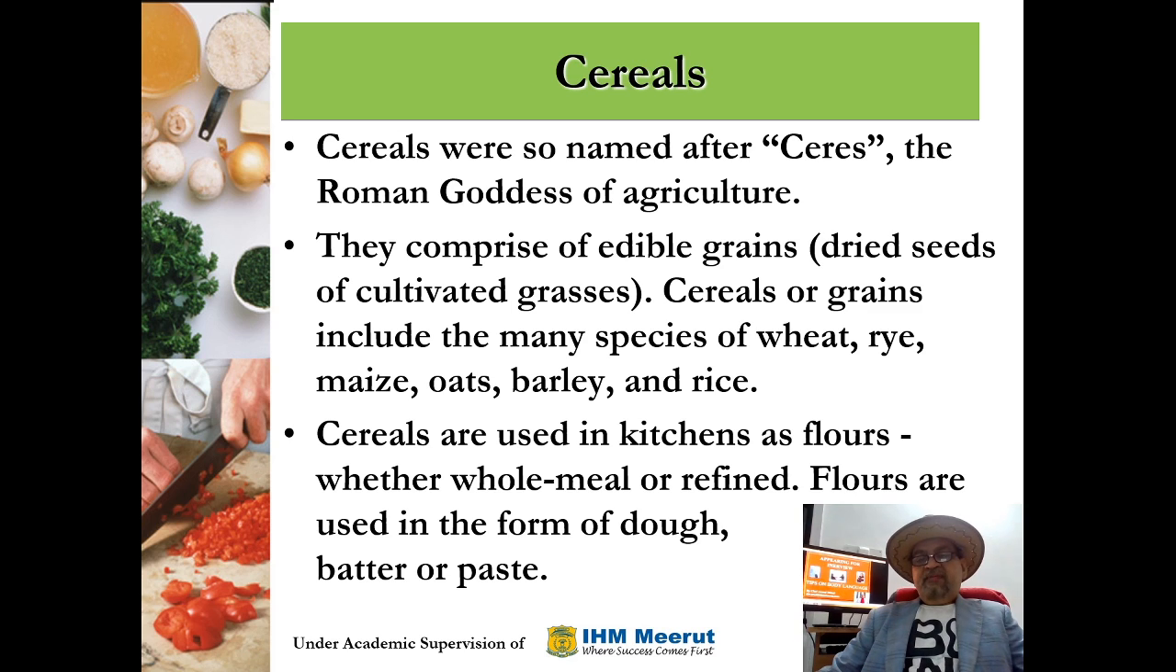Cereals were so named after Ceres, the Roman goddess of agriculture. They comprise of edible grains, dried seeds of cultivated grasses. Cereals or grains include the many species of wheat, rye, maize, oats, barley, and rice. Cereals are used in the kitchens as flours, whether wholemeal or refined. Flours are used in the form of dough, batter, or paste. Please remember that cereals are dried seeds of cultivated grasses.